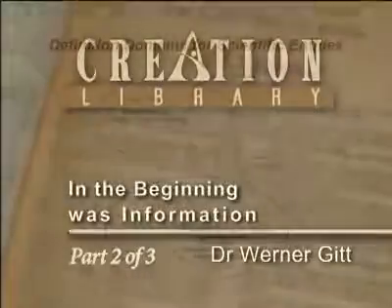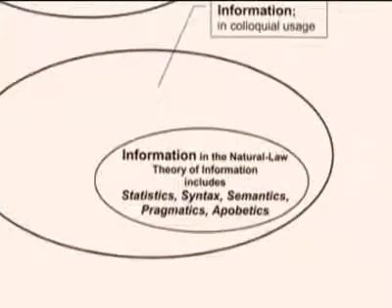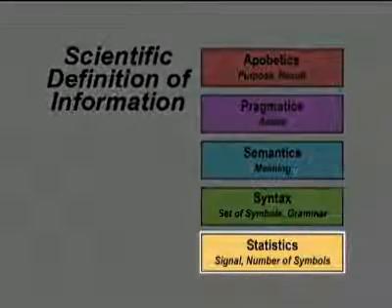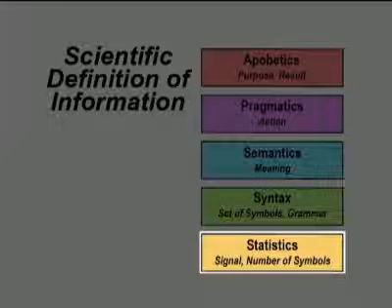Information in the natural law theory of information includes 5 levels: statistics, syntax, semantics, pragmatics, and apobatics. I will explain it a little bit more. Here we see the 5 levels. The statistic level is if we, for example, would count all the letters of a book. That's what we do in statistics.